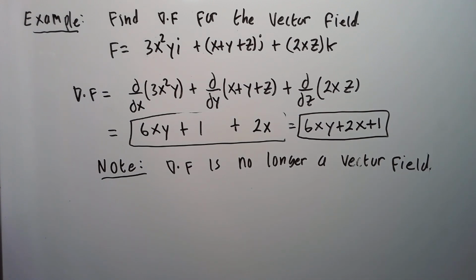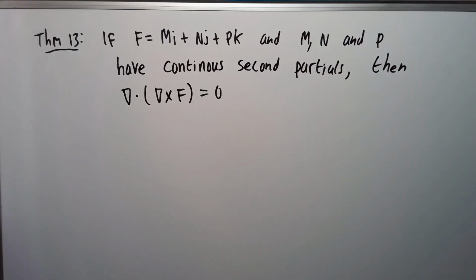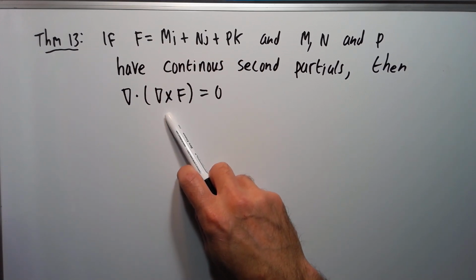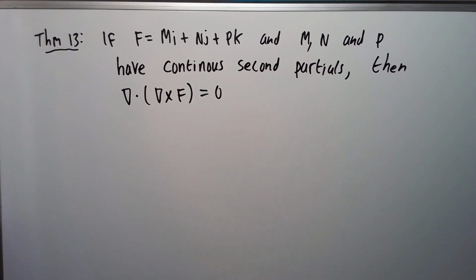Okay, now let's look at theorem 13. Okay, here's theorem 13. So say we have a vector field and assume that the components of the vector field, the M, N, and P functions, have continuous second partials. Then the theorem states that the divergence of the curl of F is 0. Okay, so let's look at the proof of this.